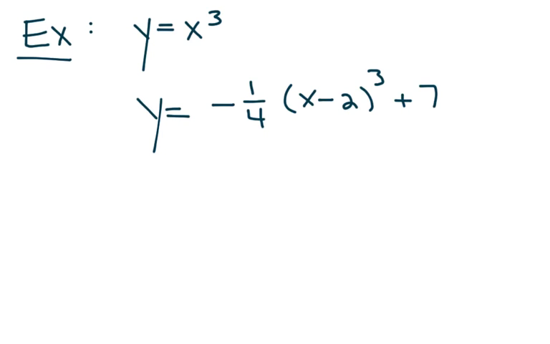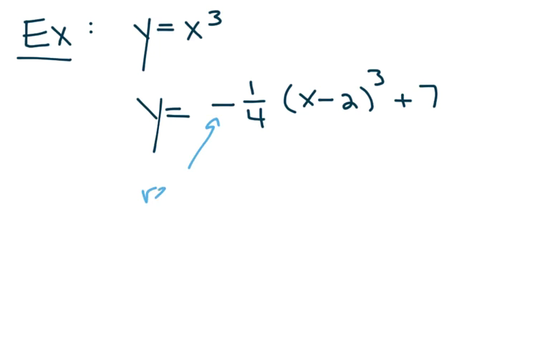So now let me tack something onto this equation here. The parent function we're going to work with is y equals x cubed, and we want to determine the translations on the parent function. If I give you y equals negative 1/4 times (x minus 2) cubed plus 7.